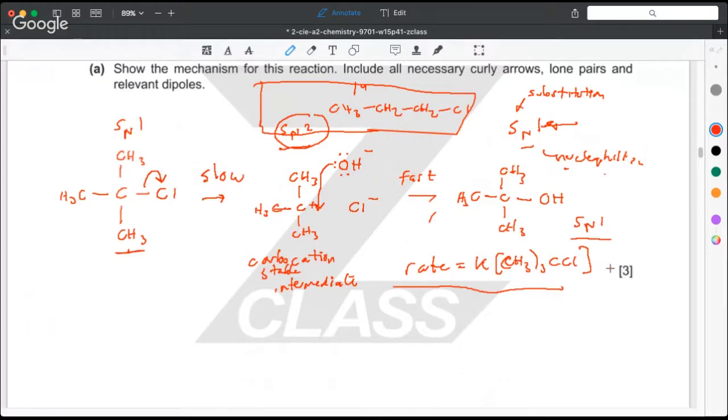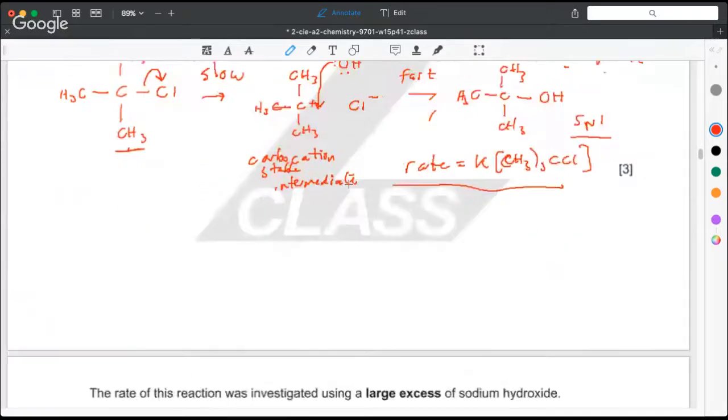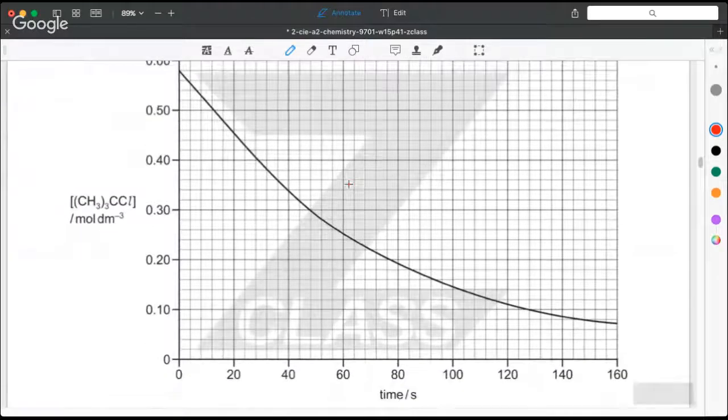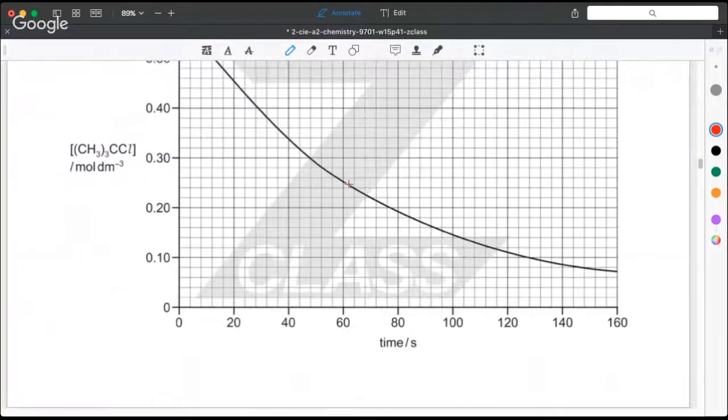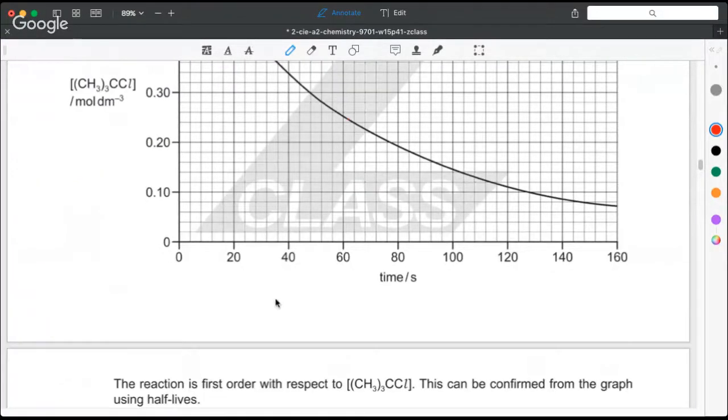Good, but the point that the examiner is making is you've got to be really, really careful about your mechanisms, with the curly arrows showing where the electrons started and where they ended up, starting in a bond, ending on an atom. Here, starting on an atom, ending in a bond. And you've got to show lone pairs of electrons. There's another mechanism a bit later on in the paper where the examiner again is commenting that students aren't drawing their mechanisms very, very carefully. Okay, good, moving on then.